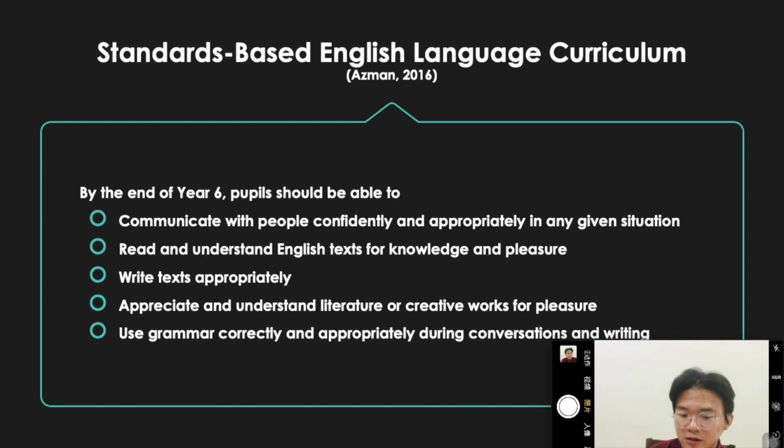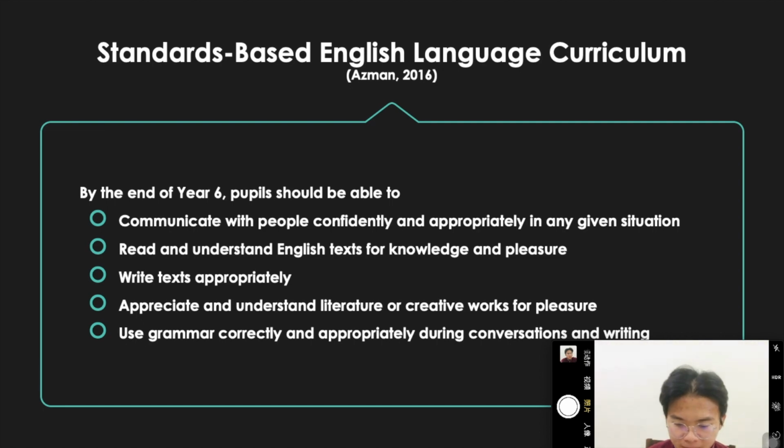Now, let's take a closer look at what the standards-based English language curriculum is. Let me take the Year 6 curriculum as an example. By the end of Year 6, pupils should be able to communicate with people confidently and appropriately in any given situation, read and understand English text for knowledge and pleasure, write text appropriately, appreciate and understand literature or creative works for pleasure, and use grammar correctly and appropriately during conversations and writing.